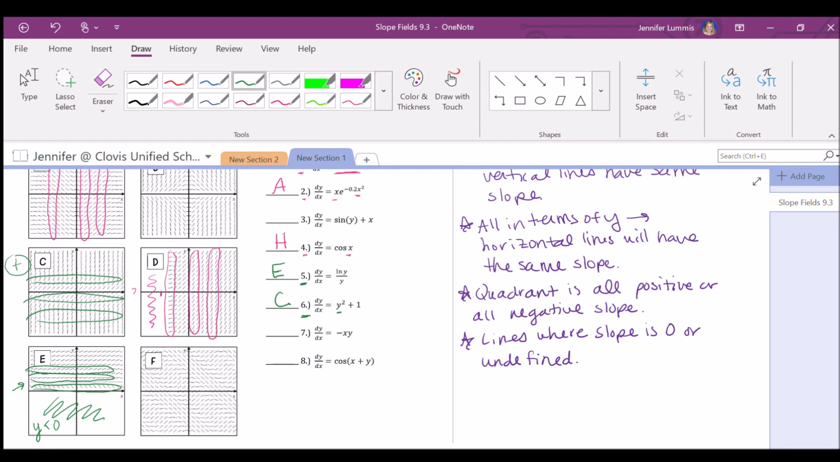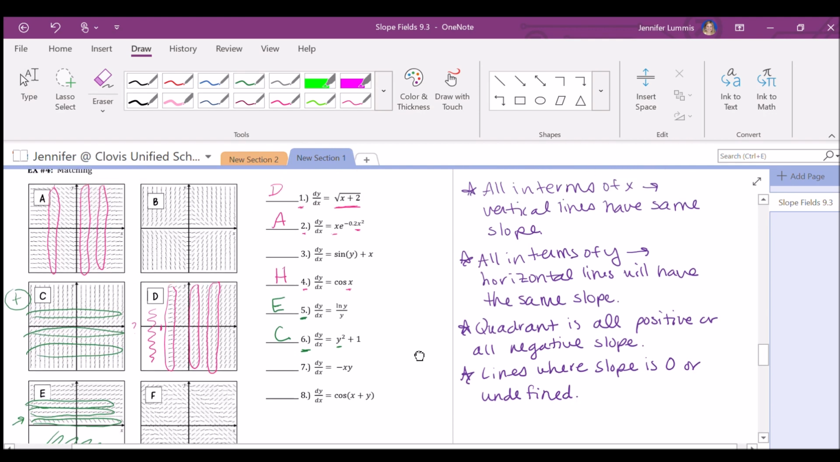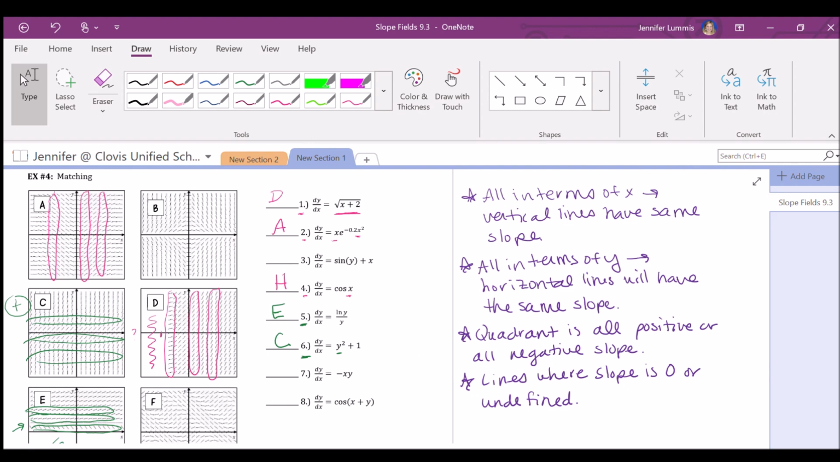So with the remaining ones, you're going to have to look at some different things going on with them. So they're all in terms of x and y. On graph B, you'll notice that in quadrant 1, all the slopes are negative. All the slopes in quadrant 2 are positive. All the slopes in quadrant 3 are negative. All the slopes in quadrant 4 are positive. You've also got a slope of 0 running along here, right? When x equals 0, x is 0.